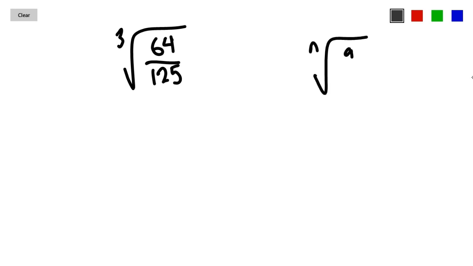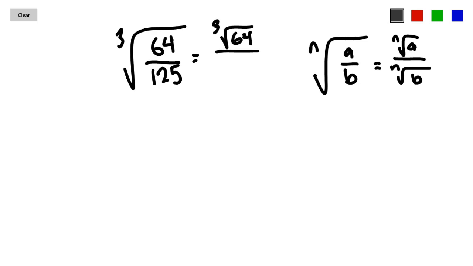Let's do some more examples. So let's say I have the cube root of 64 over 125. So there's another rule for radicals, that if you have a fraction under some sort of root, this is the same as writing the root of both of the numbers as a fraction. So I'm going to use this property to rewrite this expression in the following way. So this is the same as me writing the cube root of 64 divided by the cube root of 125.